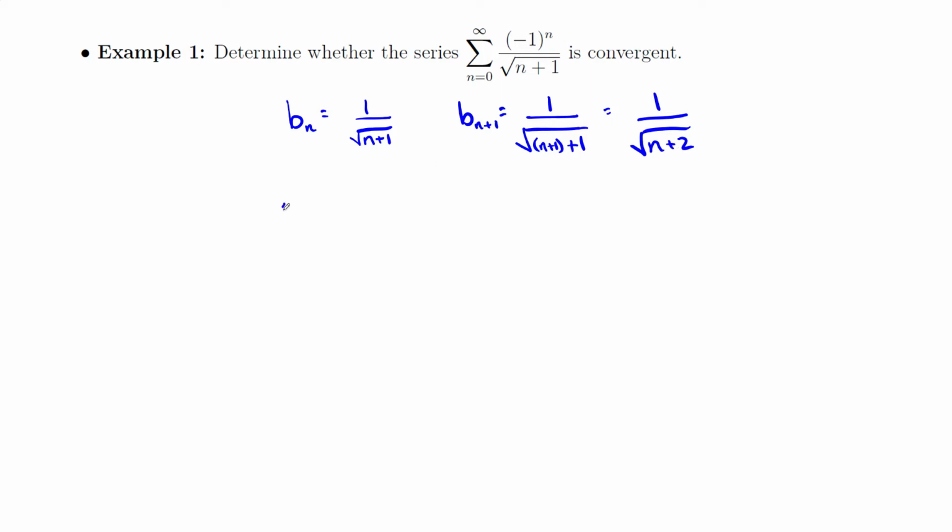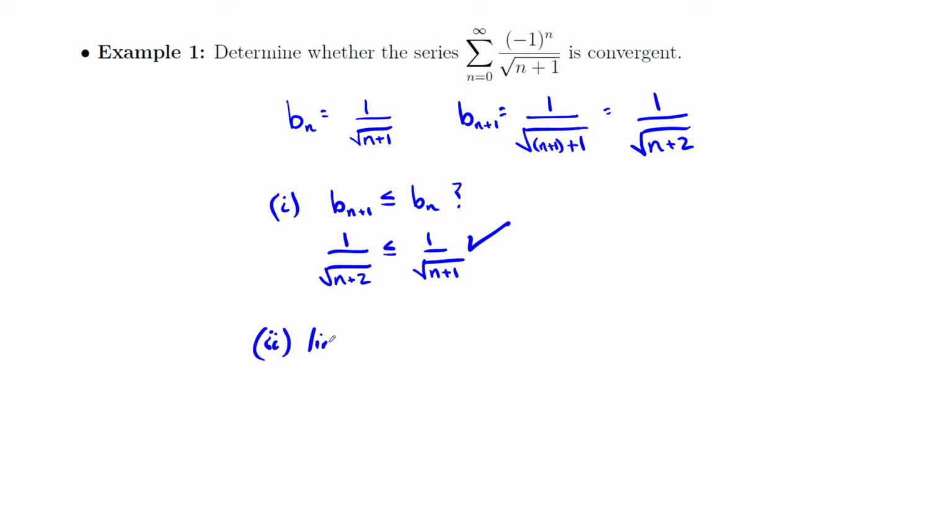Condition number 1 says that we need to look at b sub n plus 1 and ask, is that less than or equal to b sub n? Is that true? Well, sure it is in this case. If you're adding more in the denominator of this fraction, that's going to produce a smaller number overall than if you had less in the denominator of the fraction. So condition number 1 checks out.